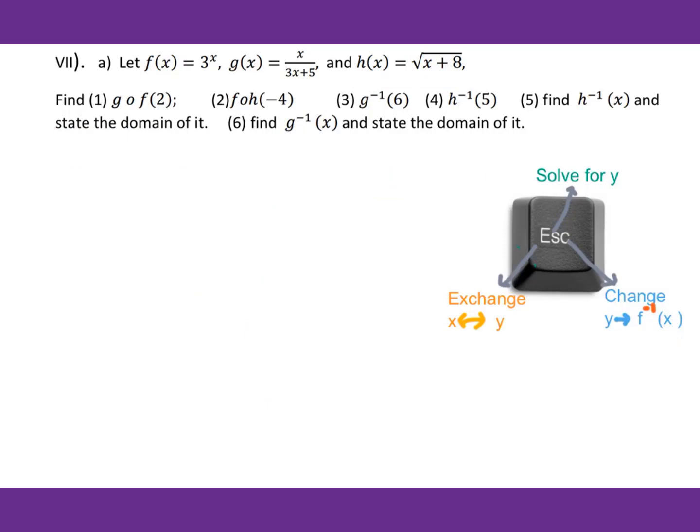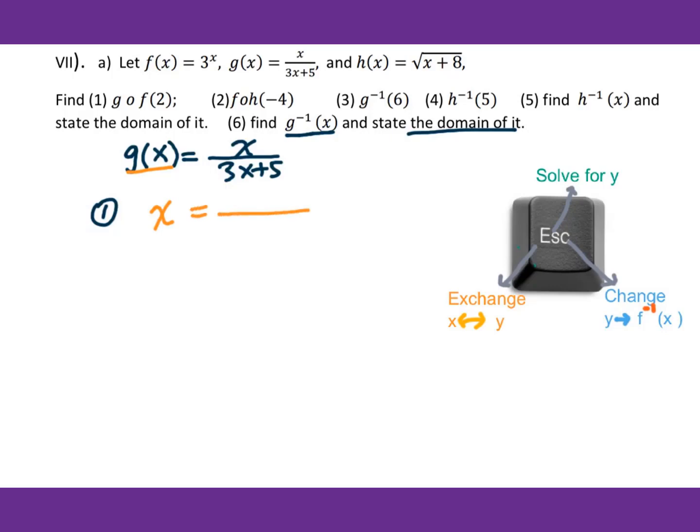For number 6, find the inverse of g of x and state the domain of it. Still, we got to use this escape button to find the inverse of g of x. We got g of x equals x over 3x plus 5. First step, exchange x, y. G of x, that means y, so we turn into x equals every single x turn into y. So we get y over 3y plus 5.